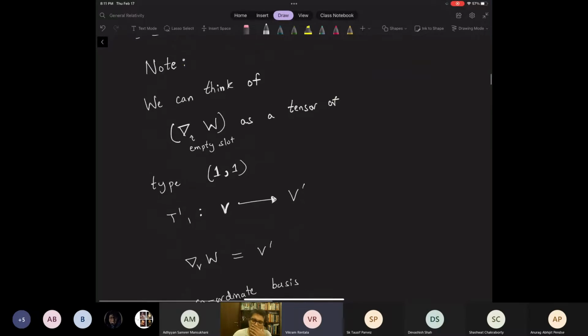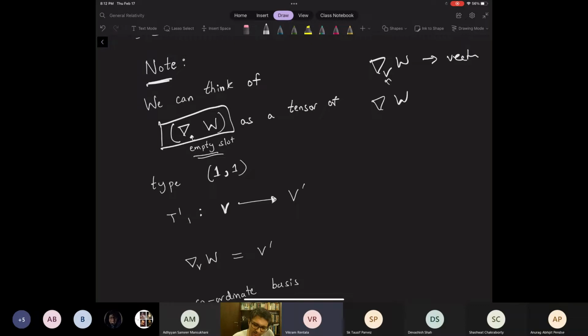Now let me come to this point that Devashish had raised earlier. This ∇_V W you can think of as a vector. But if I give you ∇W and I leave this vector V unspecified, that is, I think of it as an empty slot, then I can think of this ∇W with this empty slot as a tensor of type (1,1). What does that mean? You give me a vector, I will give you back a vector, namely the vector ∇_V W.